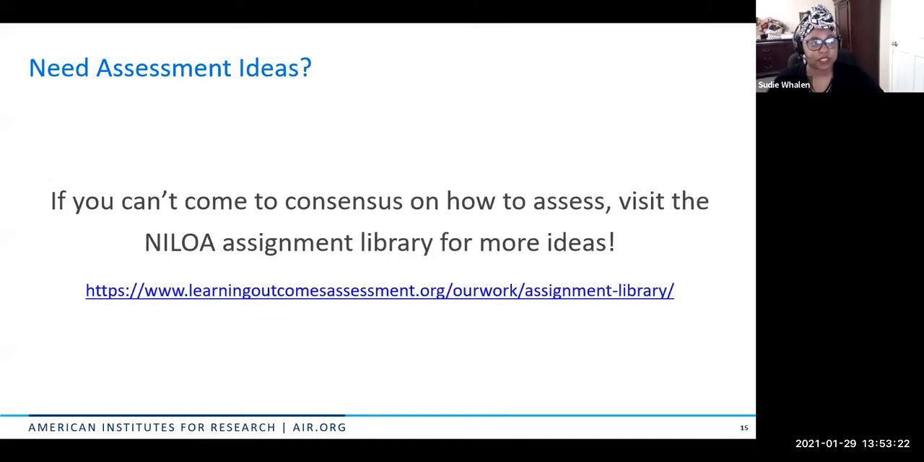If you can't come to consensus on how to assess, or maybe you're looking for assessment ideas and you're like, this assessment just didn't work and I don't know what to do, don't worry, there's a website for that. Let me find my link and I'll share it with you and then I'll show it to you. So there's an assessment library by NILOA, which is really cool. It's an awesome little tool.